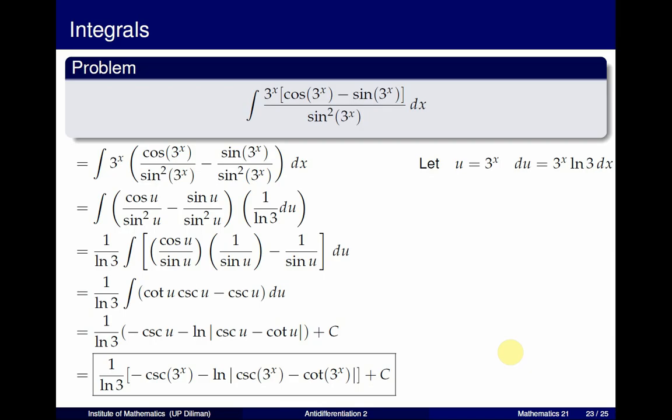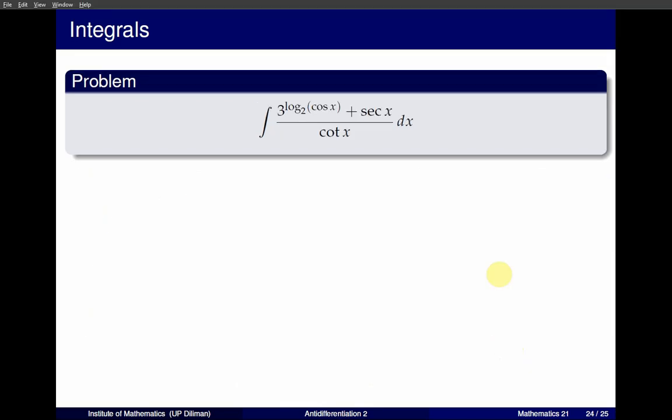Let's move on to the final integral. Integral of the quantity 3 raised to the quantity log of cosine x to the base 2 plus secant x all over cotangent x dx. If you want to solve this problem without looking at the solution first, you may pause the video. I will give you 5 seconds.